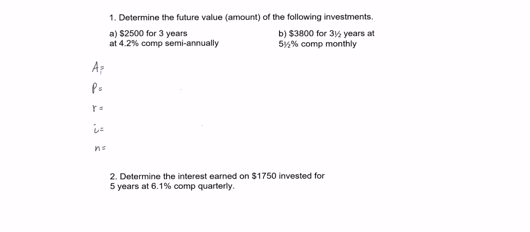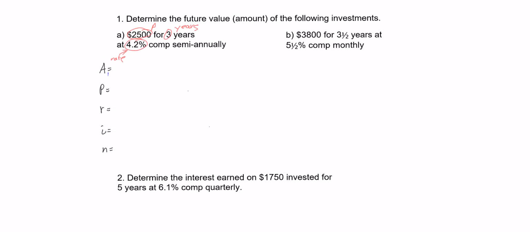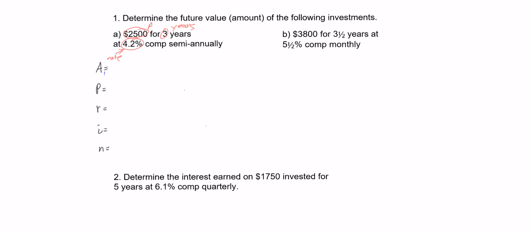Now, it says determine the future amount of the following investments: $2,500 for 3 years, invested at 4.2% compounded semi-annually. This number, 2,500, is the present value, P. This portion here represents the years, and this portion represents the rate, our R value.